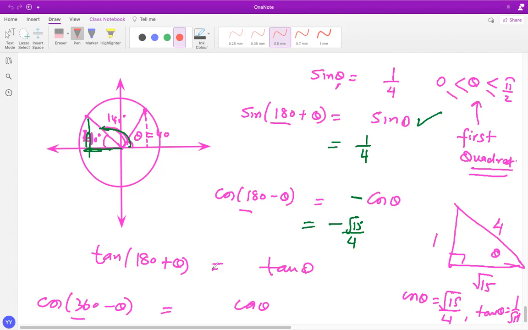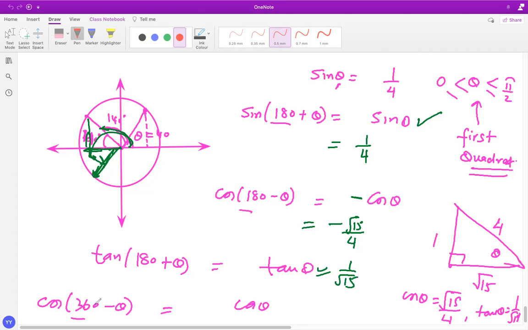Now tan of 180 plus theta goes to quadrant number 3, which is here. So 180 plus theta is in quadrant 3 where tan is positive. So that's why it is the same as tan theta, which is 1/root 15.